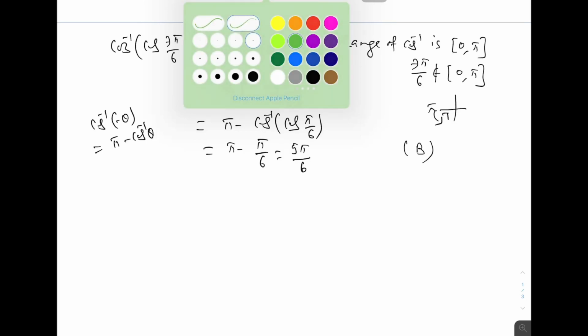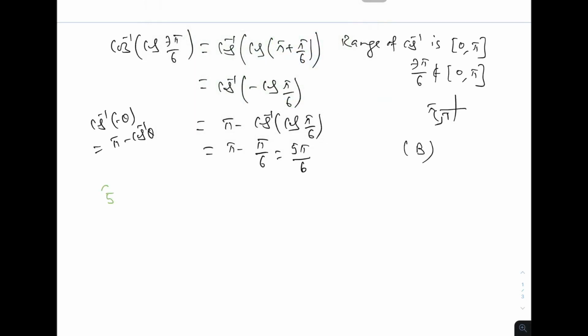Let us take one more. Okay, the question is: the domain of cosine inverse is blank.